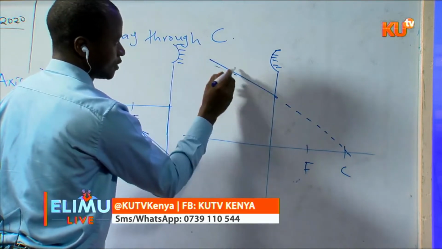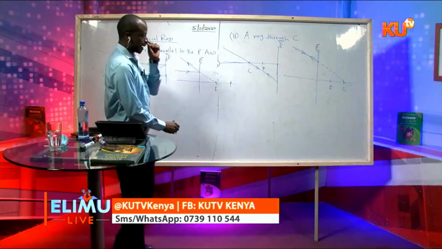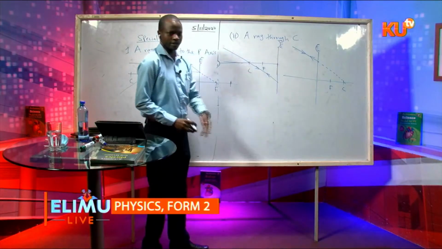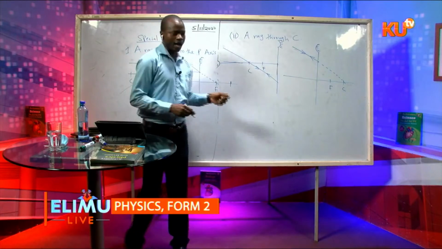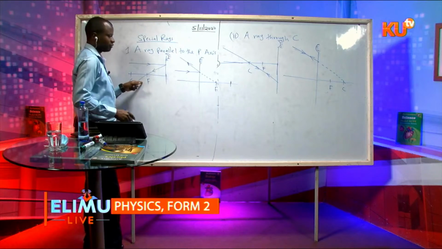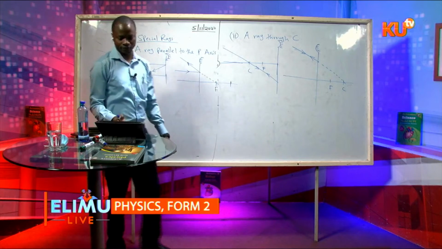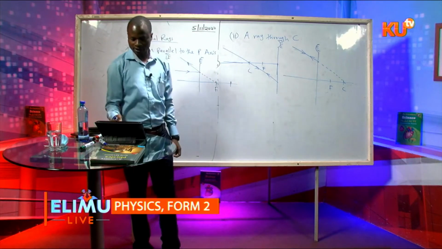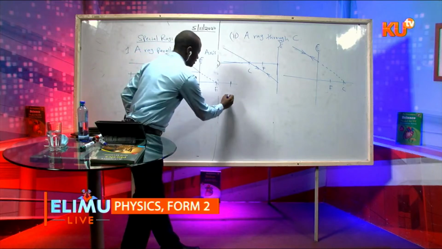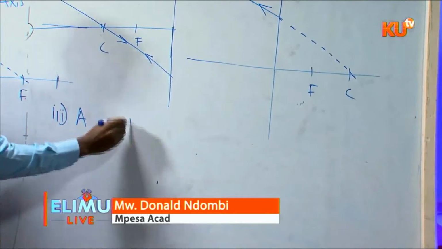A ray through C will be reflected along the same path. You need to get that clearly. You can write what I'm saying because you will forget. A ray through C is reflected along the same path. A ray parallel to the principal axis is reflected through F for a concave mirror, appearing from F for a convex mirror. Then the last ray, number 3, is a ray through F.